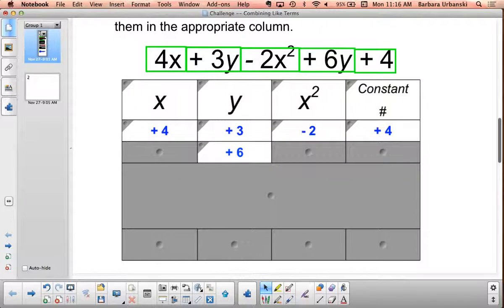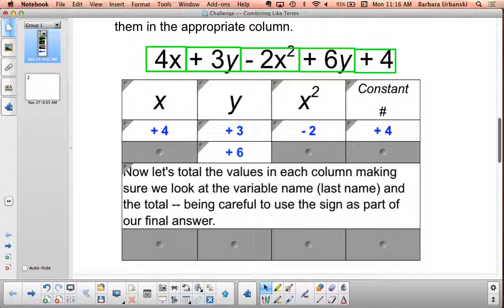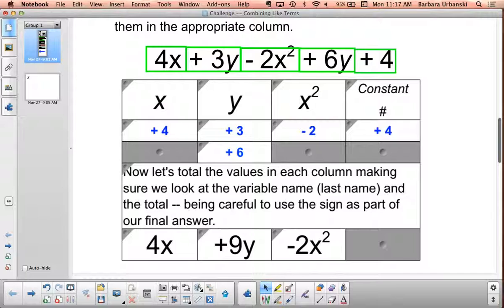At this point, let's look at the total values in each column, making sure we look at the variable name, the last name, and the total, being careful to use the sign as part of our final answer. So under the x, we would have 4 x's, and it's a positive. We don't need to put a positive sign in front of that. Under the y's, we total up 9, so it's going to be plus 9y. And under the x squared, we have a subtracted 2, so minus 2x squared. And finally, we have a plus 4, that's our constant.